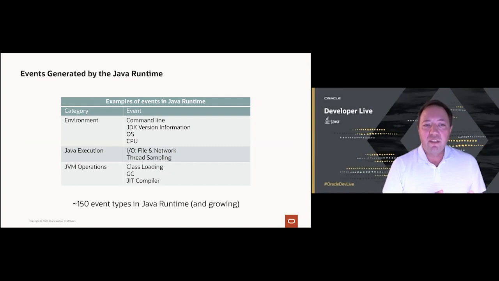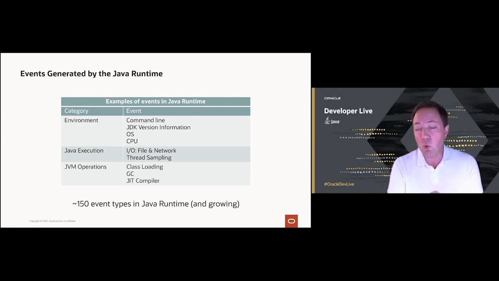So we looked at what it looks like to generate your own event, but as I mentioned, there are also events that are generated by the Java runtime itself. And this, again, is not an exhaustive list, but it gives you a feeling for the stuff we're already collecting in the Java runtime. So it's everything from the environment you're running in. This is everything from the command line used to start the Java instance, to the version information, which JDK are you running right now, which version is it, down to the minor and patch level. We capture information about the operating system you're running on, the kernel versions, things like that, and also CPU level information.